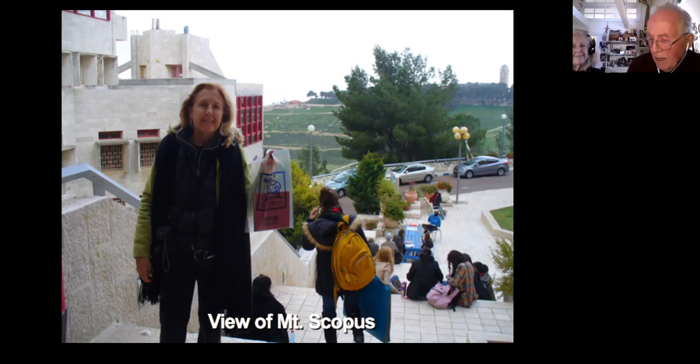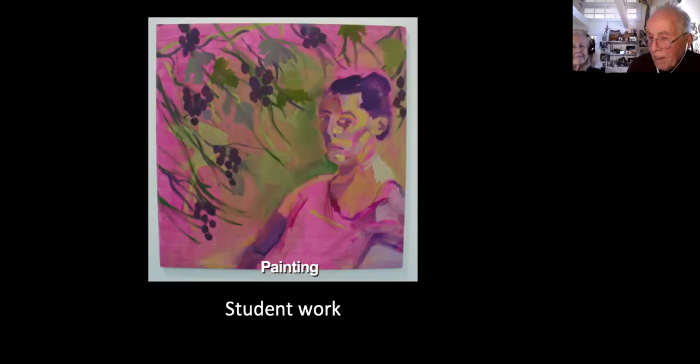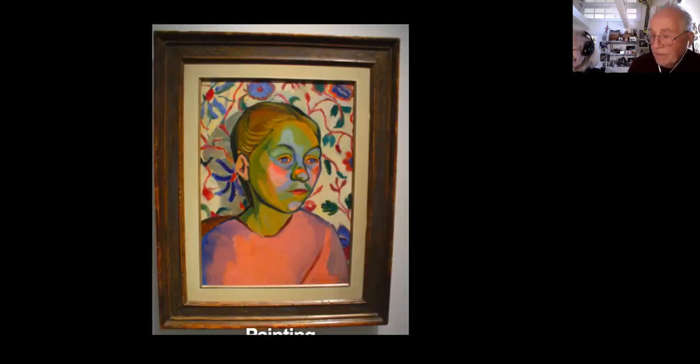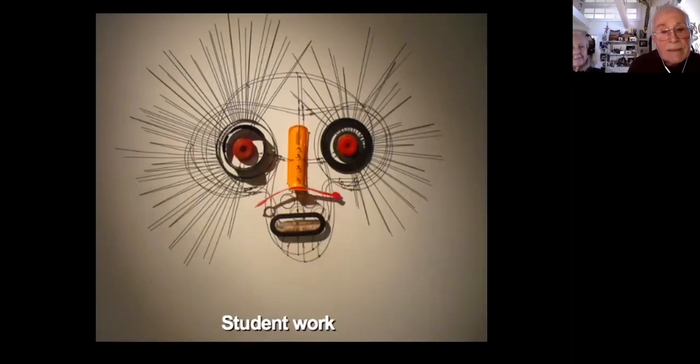It had been in Jerusalem proper until they built the new campus. Next. Student work. We'll just go through some of those things that I was able to photograph while at the school. Next. Painting. Next. Interesting, very modern student work using wire, and I don't know what you call it, but it's a form of sculpture. Enjoyed seeing that.